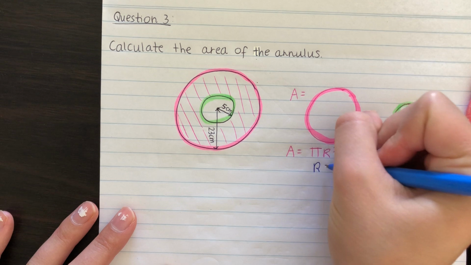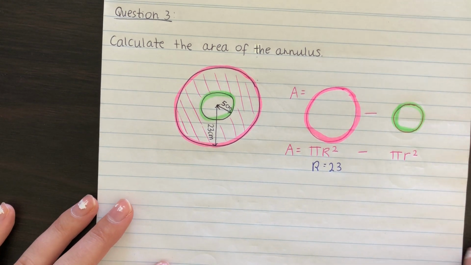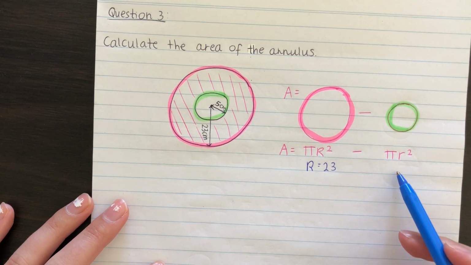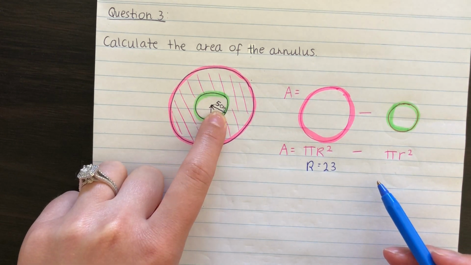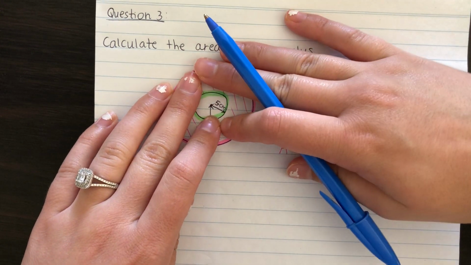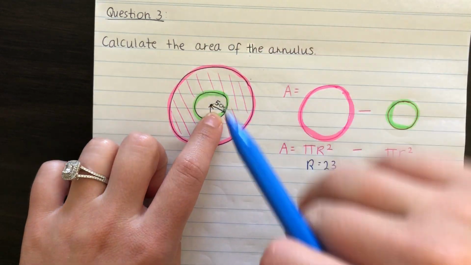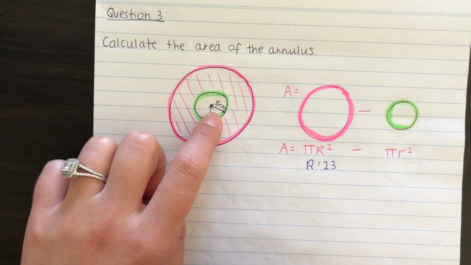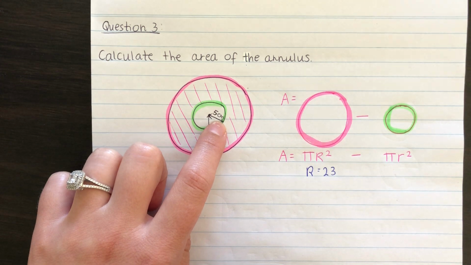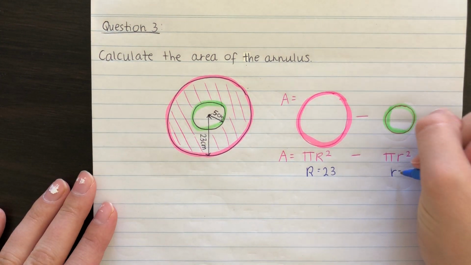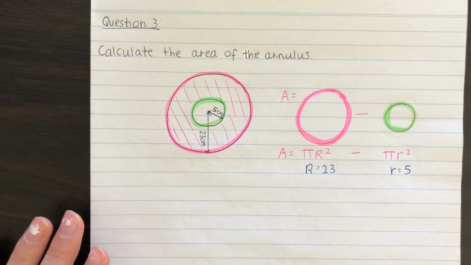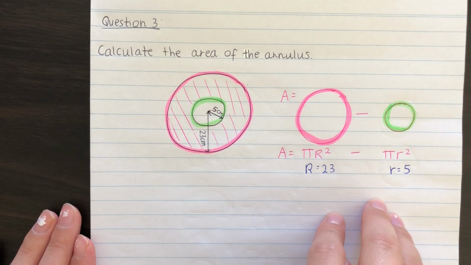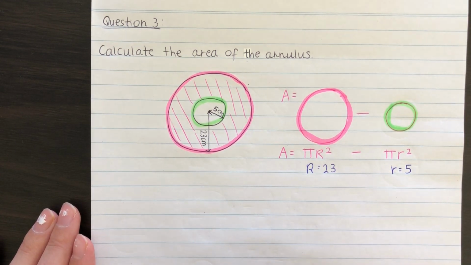So R equals 23. Now for my small circle, my little r, you can see here that half of the little circle, so now we're ignoring the outside, but just look at the little green circle on the inside, half of it is 5. So my little r, my radius, is 5. And I'm all good now to start substituting those radius numbers into my formula and get an answer.